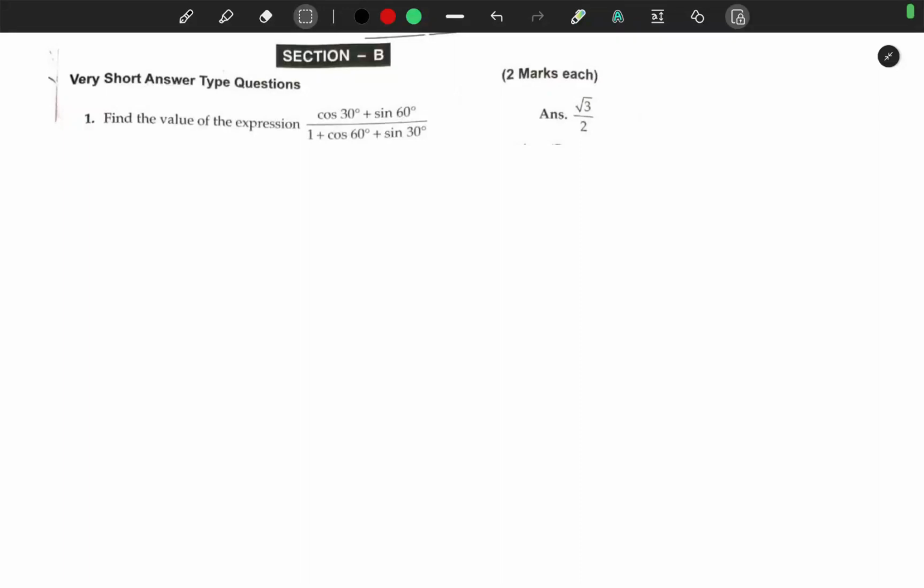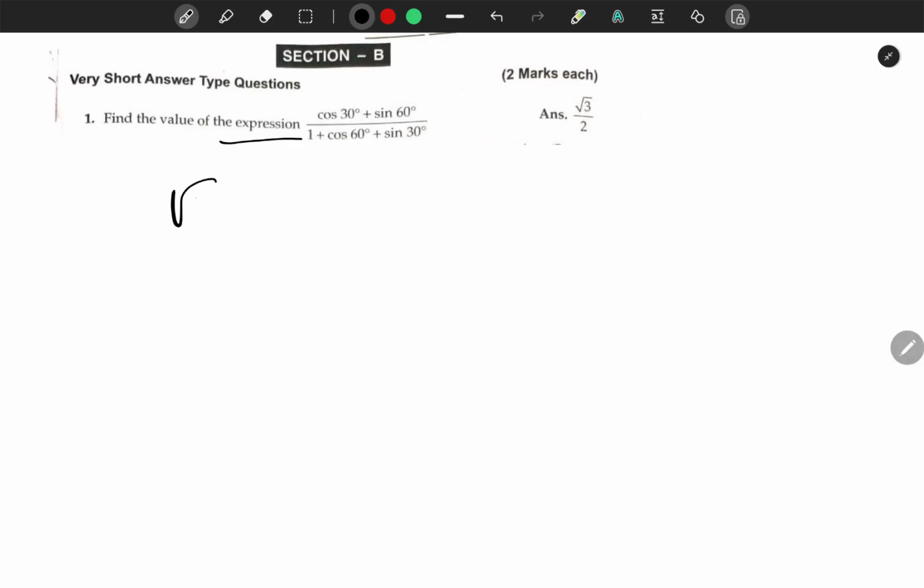Today we are going to discuss the S. Chand Mathematics Section B revision exercise. Okay. The question is: find the value of the expression (cos 30 + sin 60) / (1 + cos 60 + sin 30).